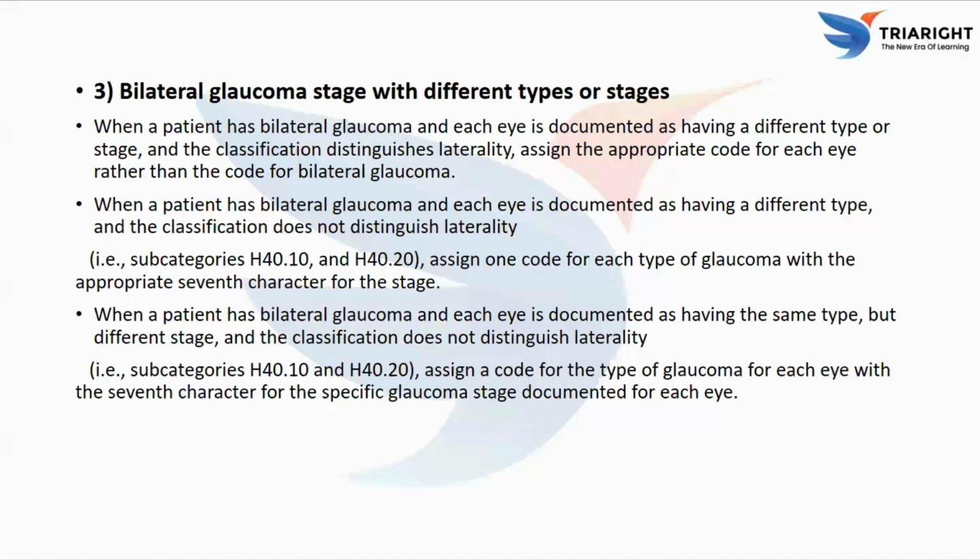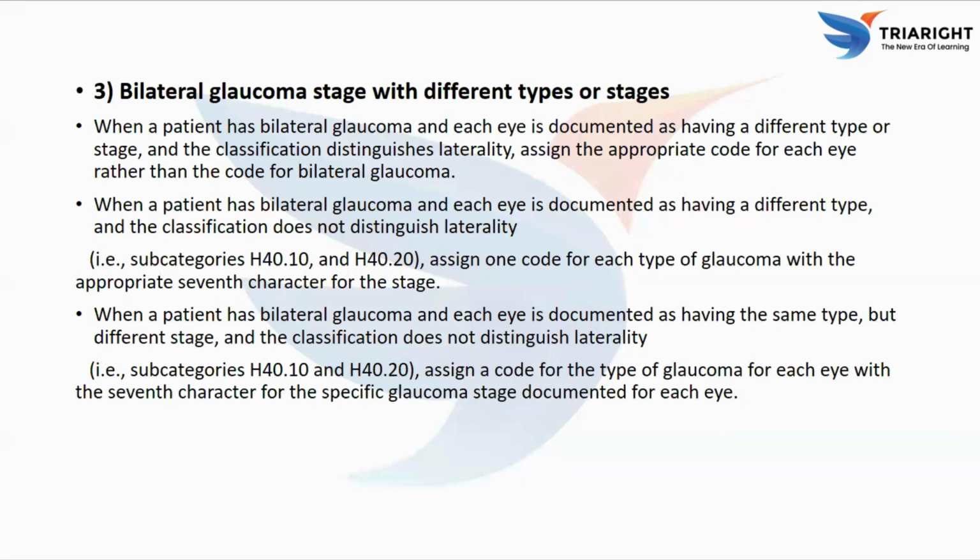If the ICD-10-CM classification code set supports laterality, you must code each eye separately whenever the eyes are not the same. For example, if the documentation gave you right eye, which is a primary open angle glaucoma in mild stage, you have to assign one code for this. Whereas for the left eye, there is a primary open angle glaucoma severe stage. You have to assign another code for this. So because the stage differs, you must report both the codes separately.